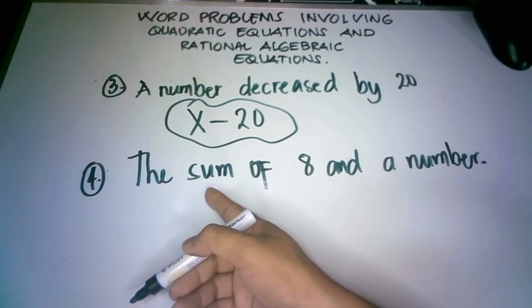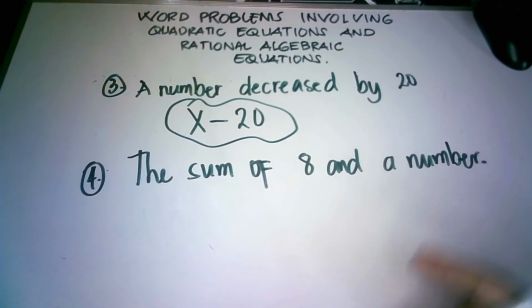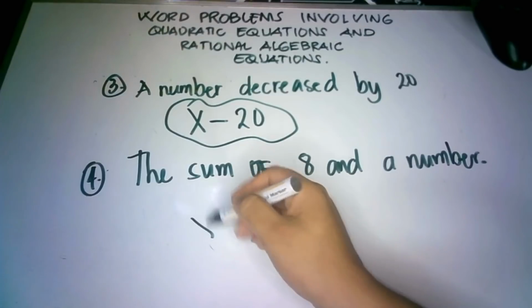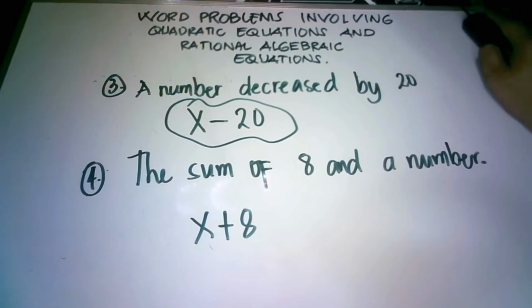So, what is the sum? That is the answer of addition. So, therefore, what is being added? 8 and a number. So, you can say x plus 8. Right? So that is how simple it is to turn a word problem into a mathematical sentence.